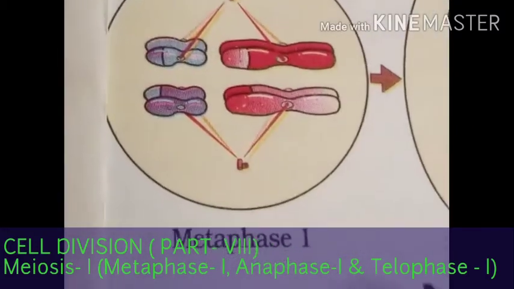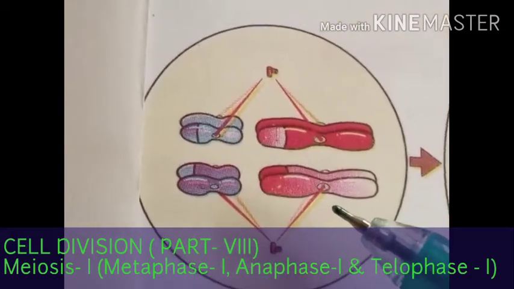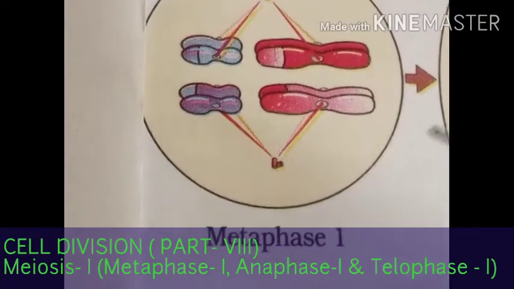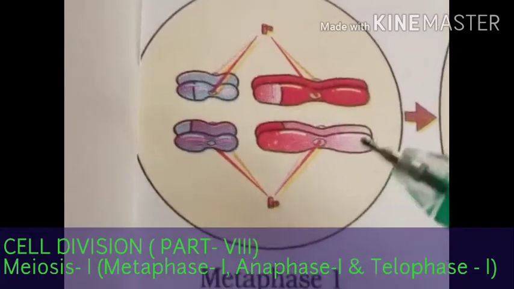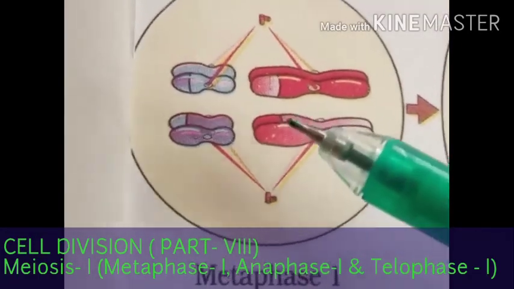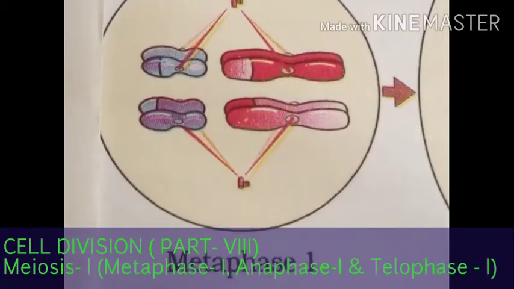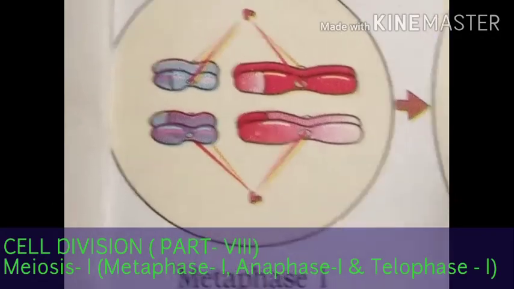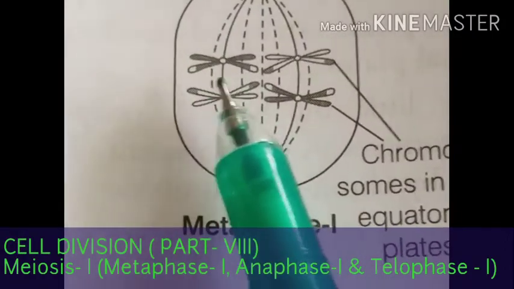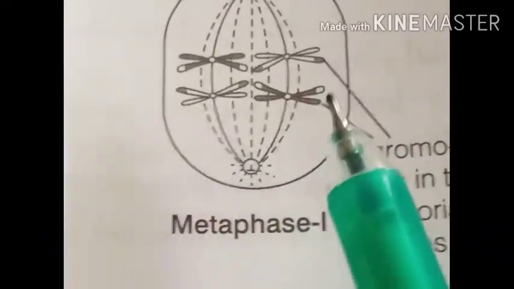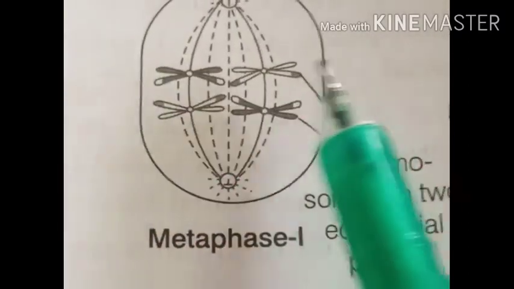The metaphase 1 stage follows the prophase, same as in mitosis. The change that takes place during metaphase 1 is that the bivalents arrange themselves on two parallel equatorial plates. So, in the picture, we may observe the bivalents arranged in such a way that they lie in two equatorial plates.